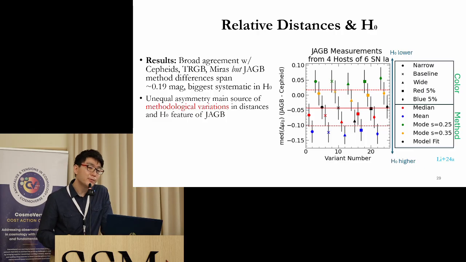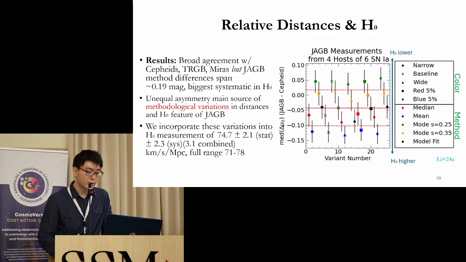And so I would say we do find broad agreement with Cepheids, TRGB, and Miras, but there's still this methodological variation that spans almost 2/10 of a magnitude. And this arises due to the unequal asymmetry of the J region luminosity function. And this would yield the larger systematic in an H0 measurement. And so we decided to incorporate these variations into our measurement to find roughly 74.7, but really with a full range spanning 71 to 78, depending on which statistic is adopted.